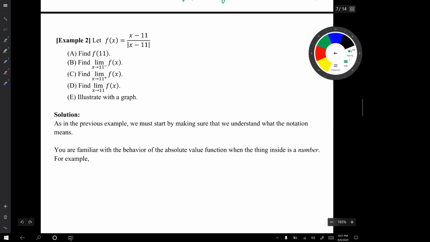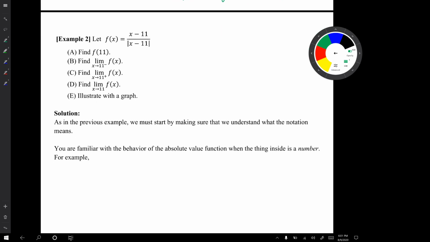All right, that's the end of that example. Let's go on to another example. Remember, the subject for today is limits involving piecewise-defined functions. All right, here's our function, f of x equals (x minus 11) divided by the absolute value of the quantity x minus 11. We're supposed to find a y value, a left limit, a right limit, and the two-sided limit, and we're supposed to illustrate with a graph.